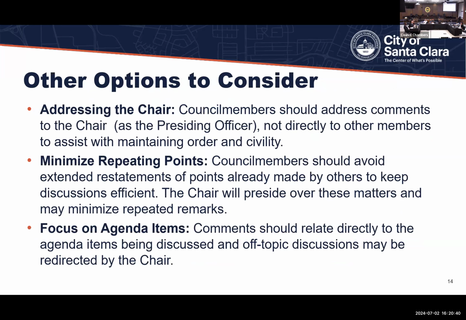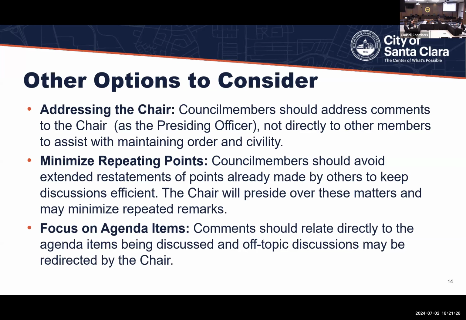Other options to consider formalizing, that aren't formalized now but are a matter of pattern and practice, is addressing the chair. Council members should address their comments to the chair as the presiding officer and not directly to other members or to the public to assist with maintaining order and civility. There could be a provision that suggests that council participating in deliberations minimize repeating points. Council members should avoid, for example, as this states, extended restatements of points already made by others to keep the discussions efficient. The chair, again, would preside over these matters and may endeavor to minimize repeated remarks.